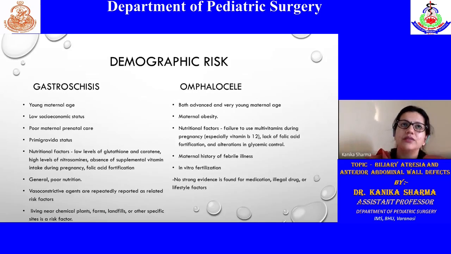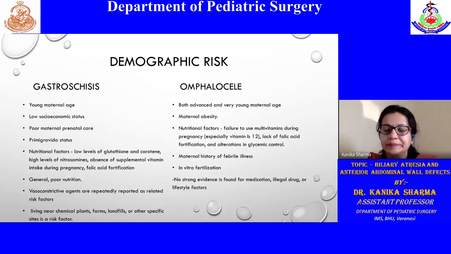For gastroschisis, where the entire gut is out and exposed to the outer environment, that is gastroschisis. And the most common risk factors that have been documented with it are young maternal age, low socioeconomic status, poor maternal care, primigravida, poor nutritional factors, and to an extent some vasoconstricting agents, like the mother may have abusive tendencies for various drug products.